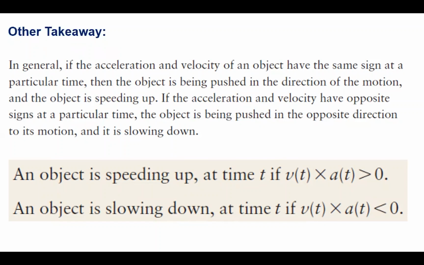Therefore, we have the following conclusion. An object is speeding up at time t if v(t) times a(t) is greater than 0. That means v(t) and a(t) have the same signs. Whereas an object is slowing down at any time t if v(t) times a(t) is less than 0. That means the signs of v(t) and a(t) are different. Understand?